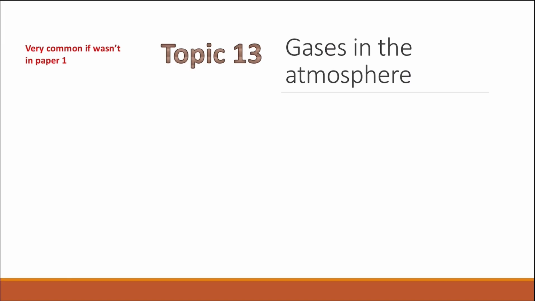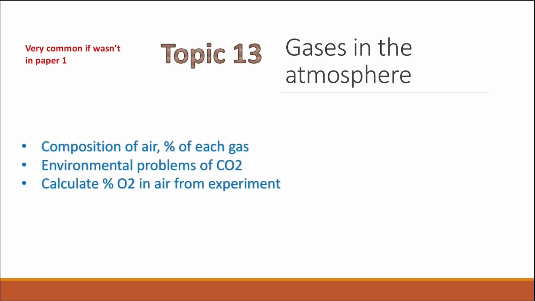Gases in the atmosphere is one of the topics that usually comes in paper one, but it's very common in paper two if it wasn't in paper one. So if there was nothing related to gases in the atmosphere in paper one, please revise this topic because it is most probably going to be in paper two. The questions usually cover the composition of the different gases in the atmosphere, their percentages, and the environmental problem of carbon dioxide. Remember that carbon dioxide is one of the greenhouse gases, and it causes global warming. That is a very common question in paper two.